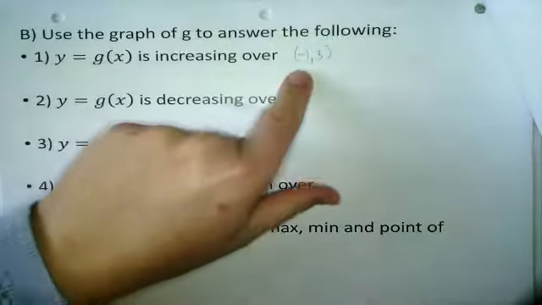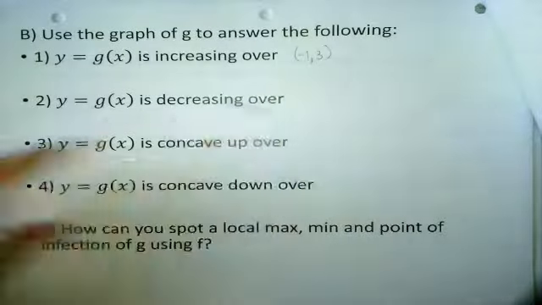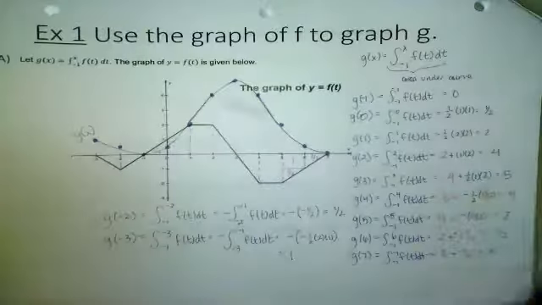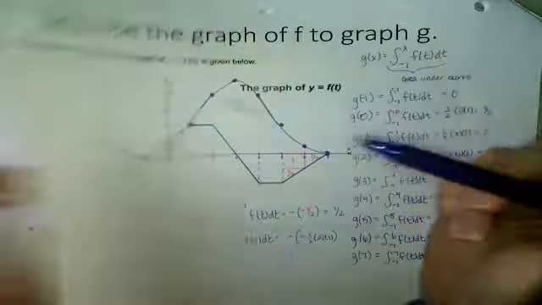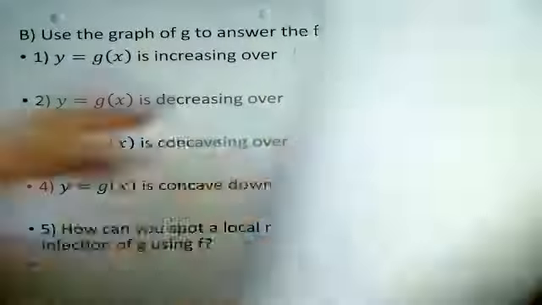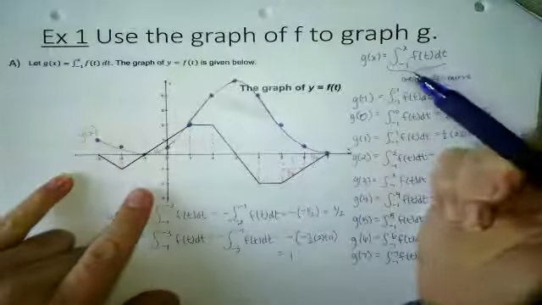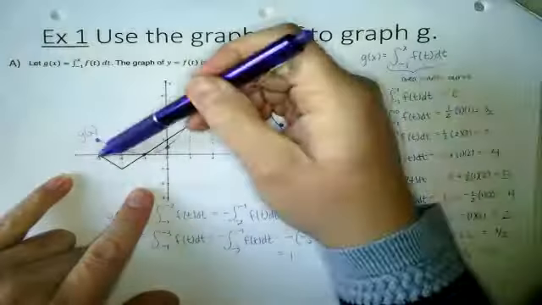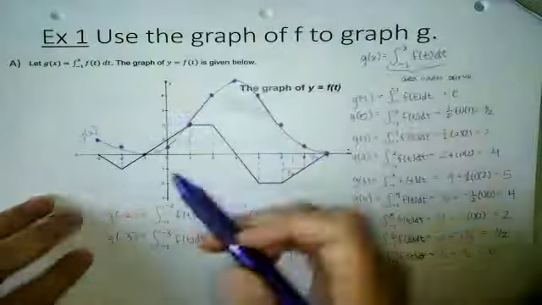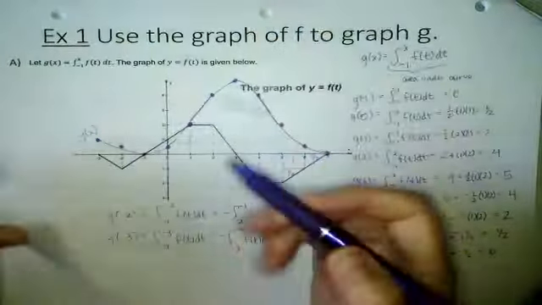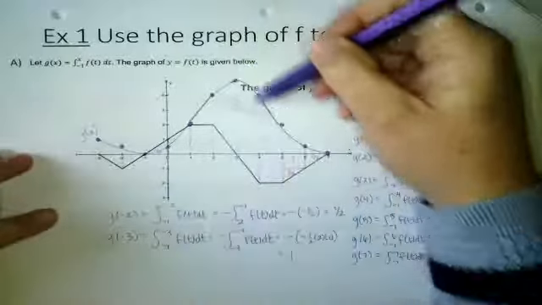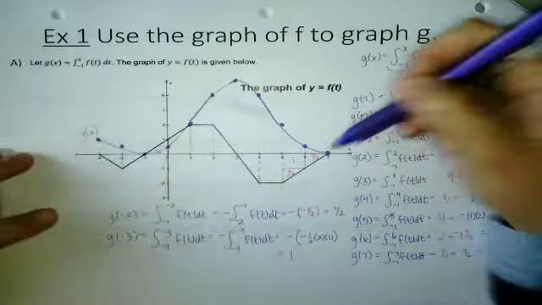Whether you use brackets or parentheses is not going to matter. Consistency matters more. All right, let's see. G of x is decreasing over what interval? Where are we decreasing? We're decreasing from -3 to -1. You can see it's going downhill. And it's decreasing in this region from 3 to 7.